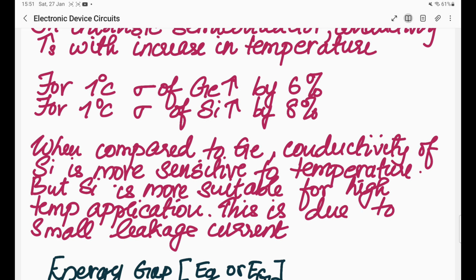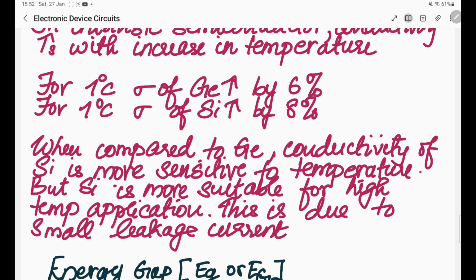Why? Because you saw in the earlier section that the leakage current is in terms of microamperes, a major contribution, in germanium, and in silicon it is just nanoamperes. So there is a huge difference in the leakage current, and that is why silicon is more suitable for high temperature applications.